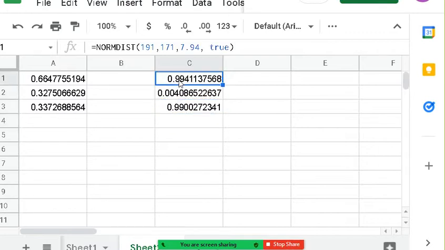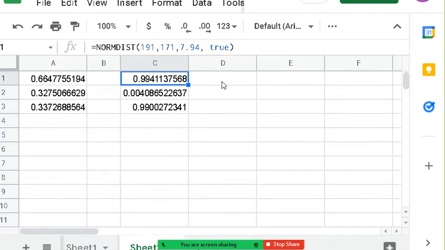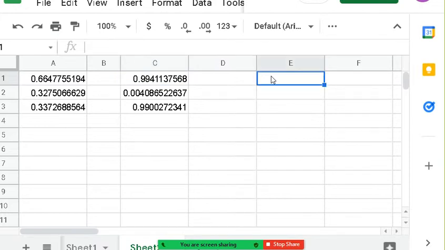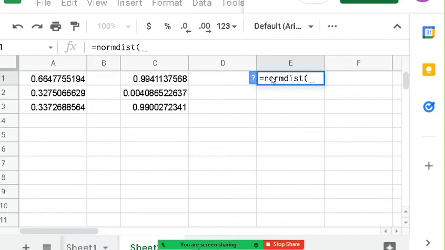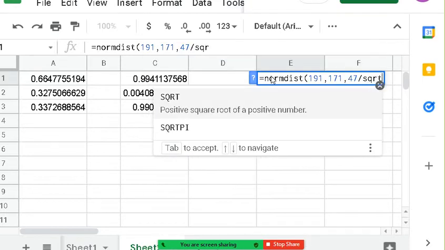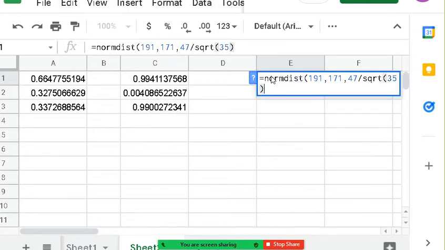So there's your top one. Now this isn't the one that I copied down. Let me show you the one that I would recommend that we do. And let me put that one over here. I'm just going to type it from scratch. Equals norm distribution of 191, comma, 171, comma. And here I need to put in my standard deviation. What if I just type in 47 divided by SQRT of 35? Yeah, make Google Sheets do all the work, right?